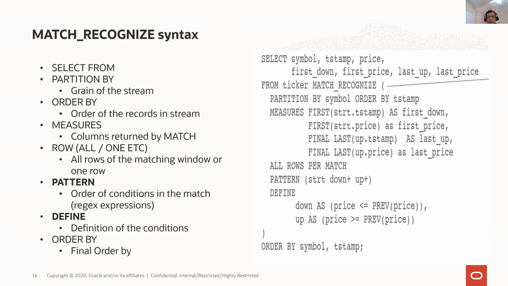The most important clauses are define and pattern, which is what I've highlighted. Essentially, you define a set of conditions. For example, down is price is less than the previous price and up is price is greater than the previous price. And then arrange them in the pattern clause. So you start with a row and you're saying that I want at least one down and at least one up. So every time MATCH_RECOGNIZE finds those conditions satisfied, it'll return that set of rows.